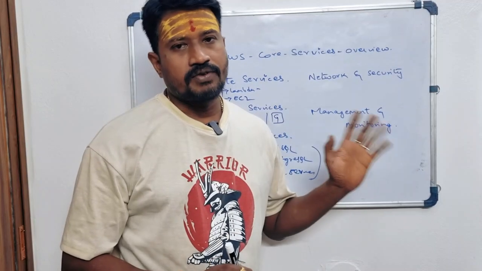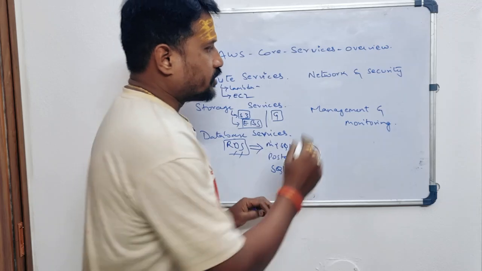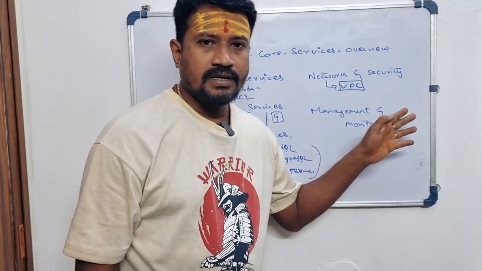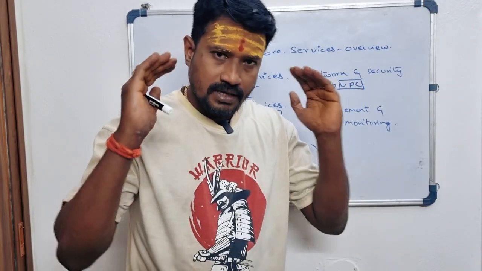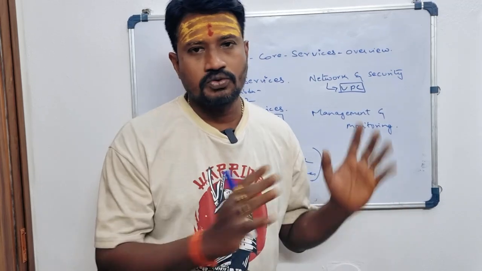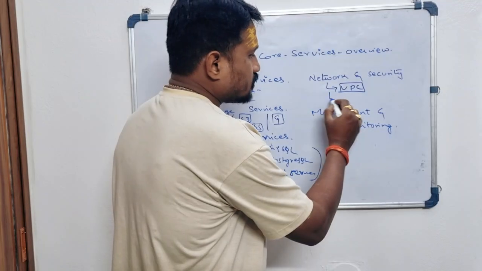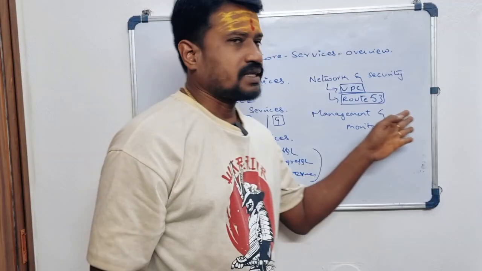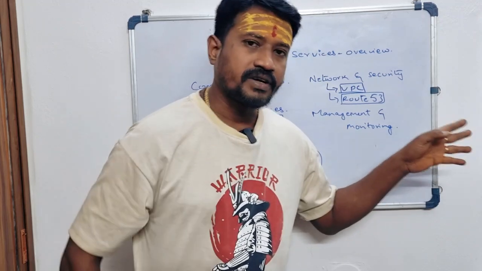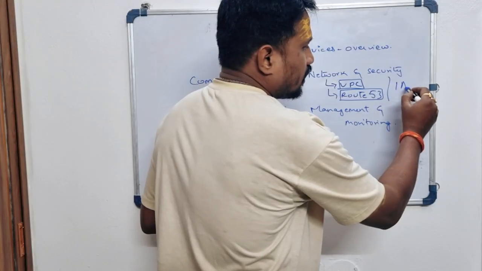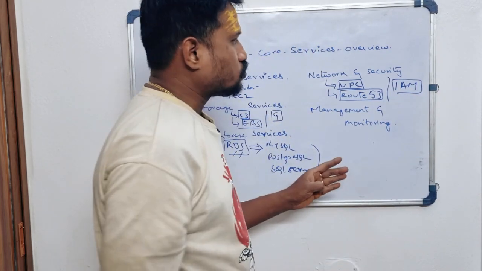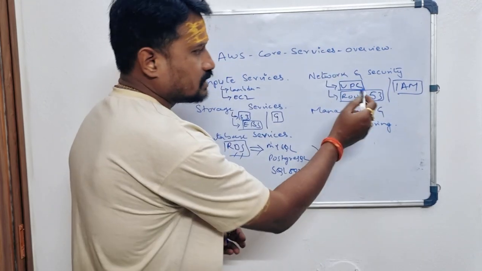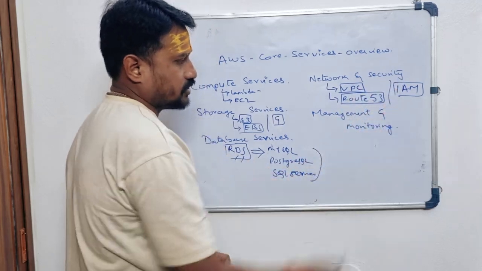Now let us try to understand network and security. The first one is Virtual Private Cloud, VPC. VPC is an isolated private cloud with organization-specific standards, having access to those cloud areas only. The next one is Route 53. Route 53 handles our DNS and other networking configurations. The third is IAM, the user management console, which comes under security offered by AWS. So these things at a high level fall under network and security.